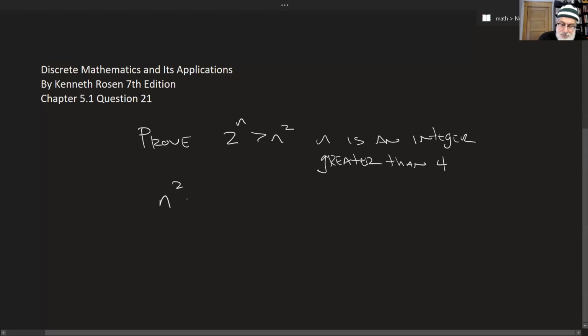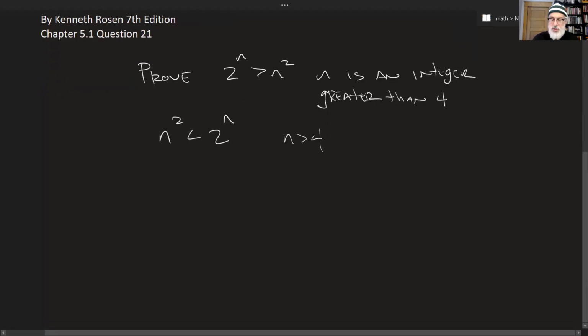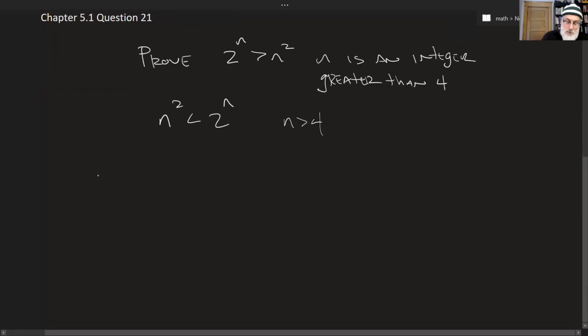So n squared is less than 2 to the n for n greater than 4. So we will prove this by induction, of course, on n.